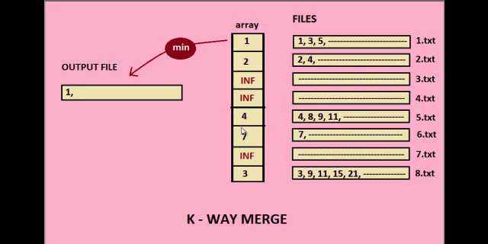One more important thing to notice is, suppose at some point of time I copy 7 into the output file and I am reading the next number from 6.txt, but there are no numbers left. I encounter the end of file. In that case I have to copy infinity into the corresponding position in the array. Let us simulate this logic into a program.